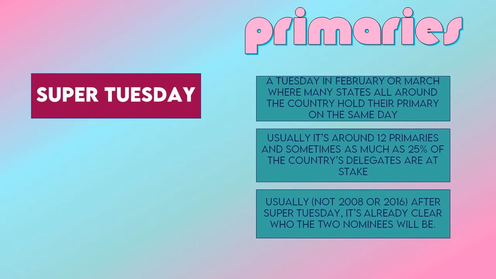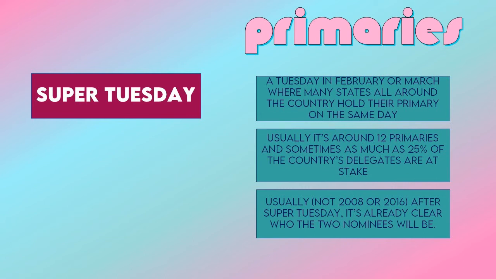The other big primary day to know about is what we call Super Tuesday. This usually comes either at the very beginning of March or late February, and a lot of states around the country hold their primary on the same day. It's a lot of southeastern states. Tennessee is one of the Super Tuesday states. In 2020, California jumped in on Super Tuesday. So it's usually about 12 different states on the same day. So lots of voters are going to the polls on the same day. And sometimes as much as 25% of all of the delegates in the country are at stake.